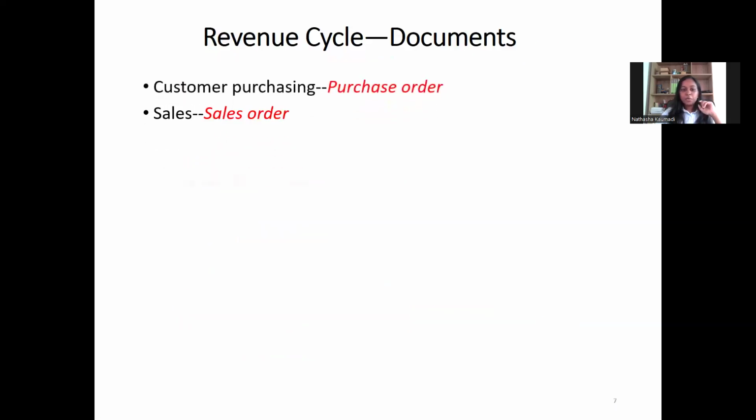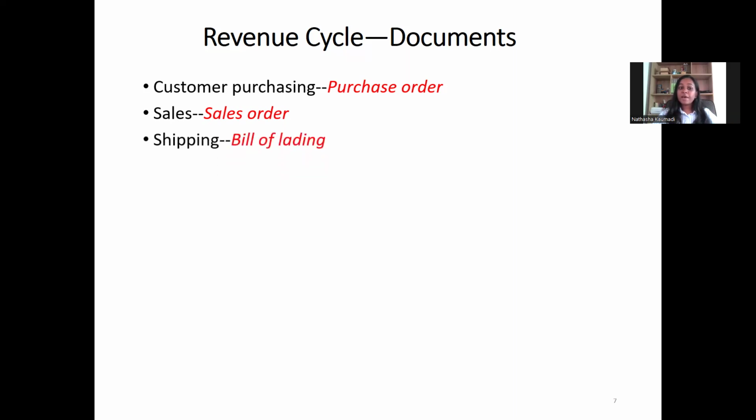Now, there are a few documents in this revenue cycle. What are the documents we can use? When we are getting an order, from our company's perspective it's a sales order. From the customer's perspective, it's a purchase order for them. They are purchasing something; we are selling something. So for the customer it is a purchase order, and for us it is a sales order. That is the document for sales. We are converting the purchase order into a sales order.